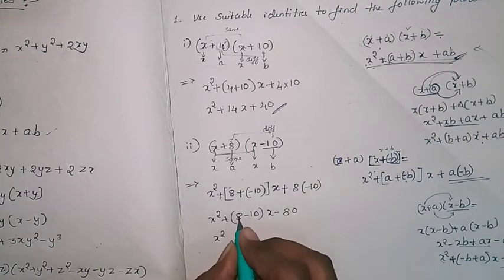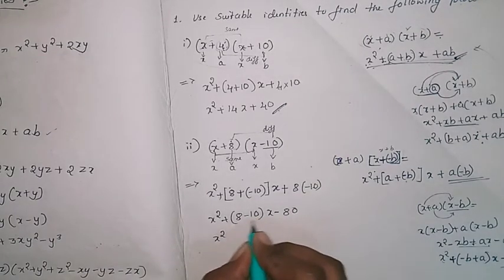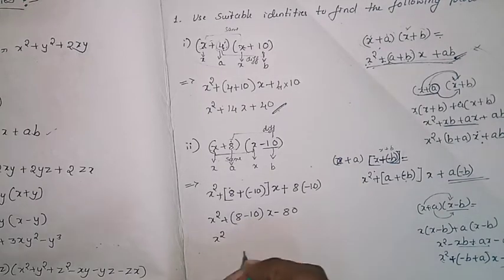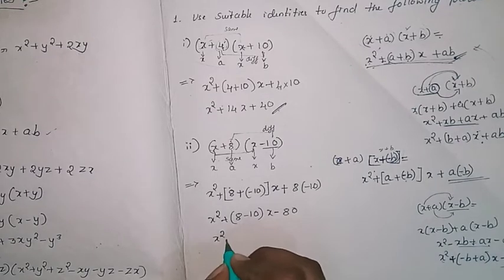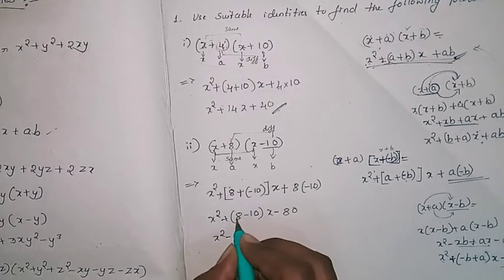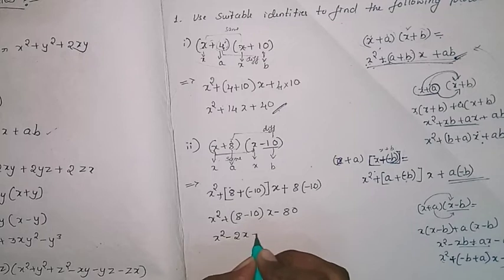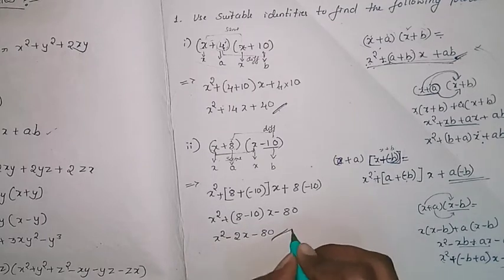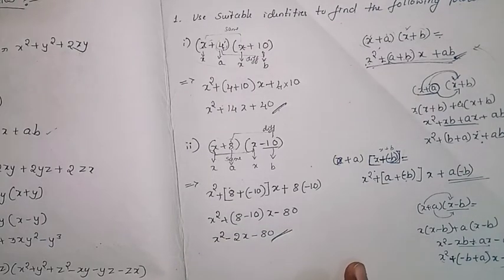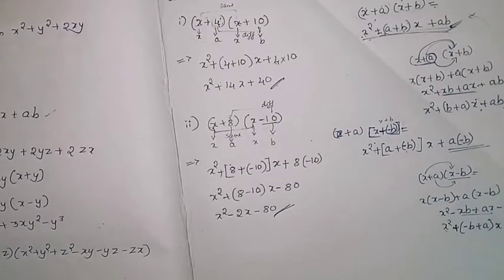So x square, 8 minus 10, as 10 is the bigger number, you will subtract and you will use the sign of the bigger number. Yes. So 8 minus 10, that is minus, 10 minus 8 is 2. 2x minus of 80, which is your answer. I hope you have understood this problem. Let's move towards the third one.